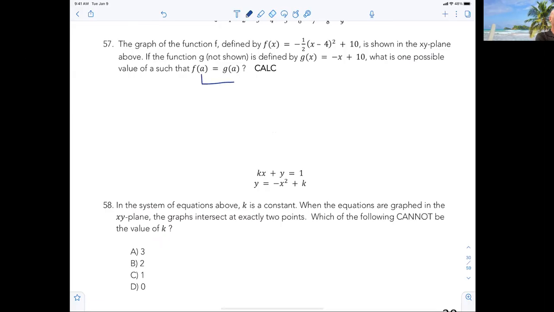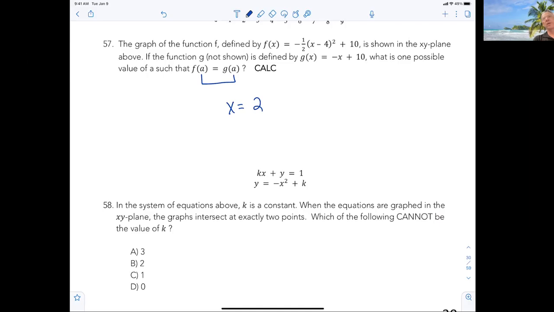We're looking for A, correct? And what is the A value? The X or the Y? The X, right? So what was the answer? Someone tell me, where was the point of intersection? Everybody comfortable with that? Everybody good? All right, there were two points of intersection, weren't there? So you could have had one of two answers.